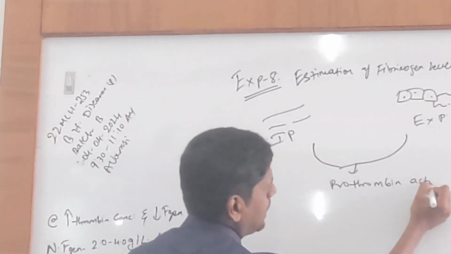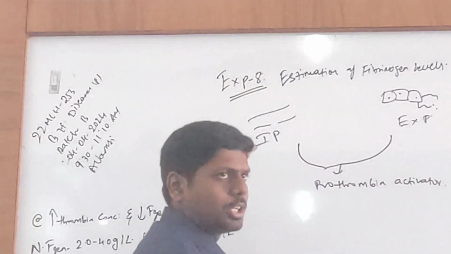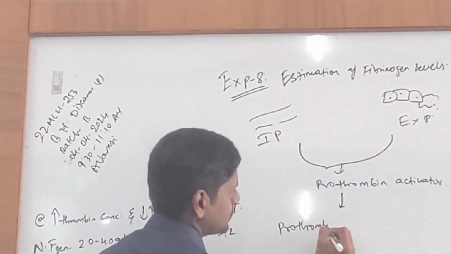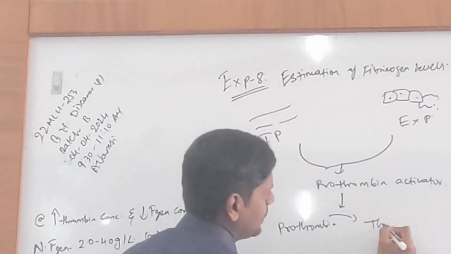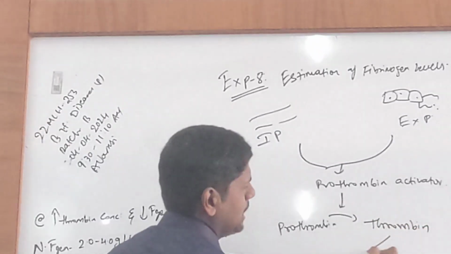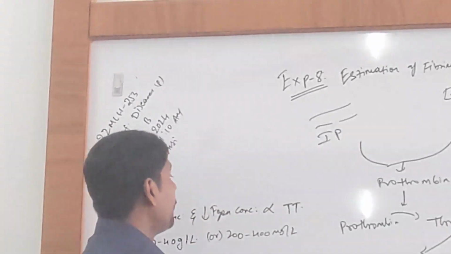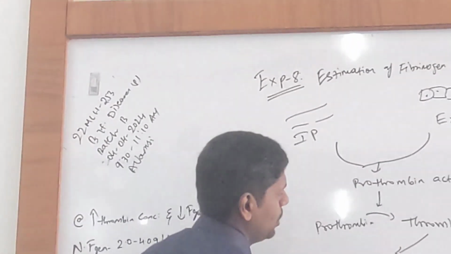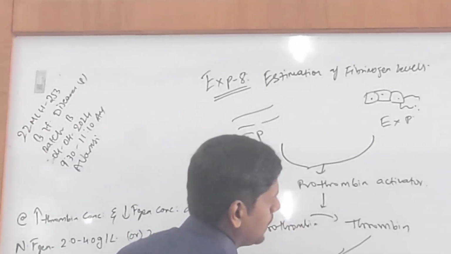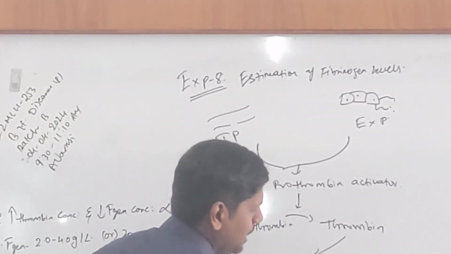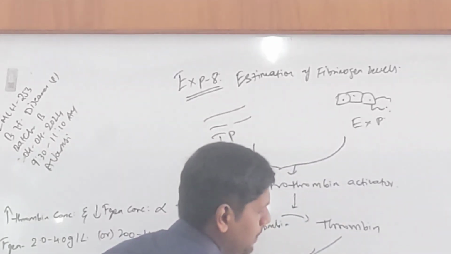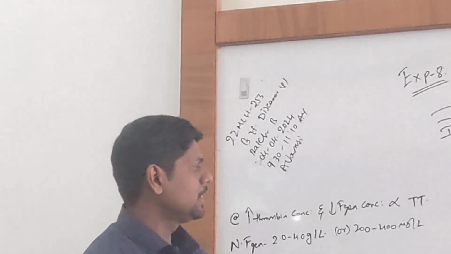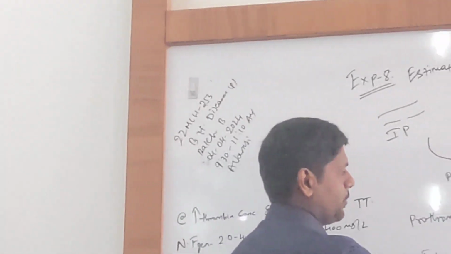Prothrombin activator will convert prothrombin to thrombin, and this thrombin will convert our fibrinogen to fibrin, and fibrin will cause the clotting of the blood. Blood will be clotted. Clear, right? So fibrinogen, fibrin, thrombin.